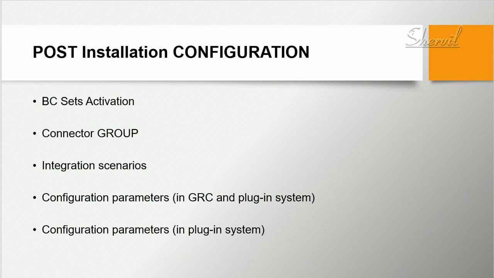Now let us see briefly what the different configuration or post-installation steps are that you would need to perform for implementing the GRC BRM module. Basically, you need to activate BC sets, then work through assigning connectors to the connector groups and adding connectors to the required integration scenarios. And then you also have to associate actions and assign default connectors.